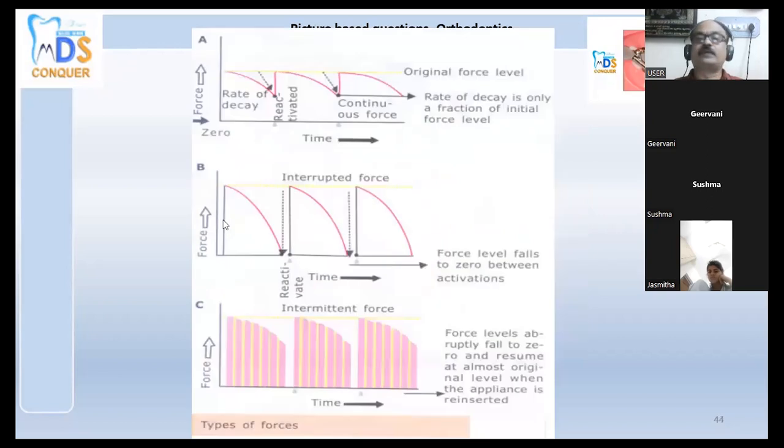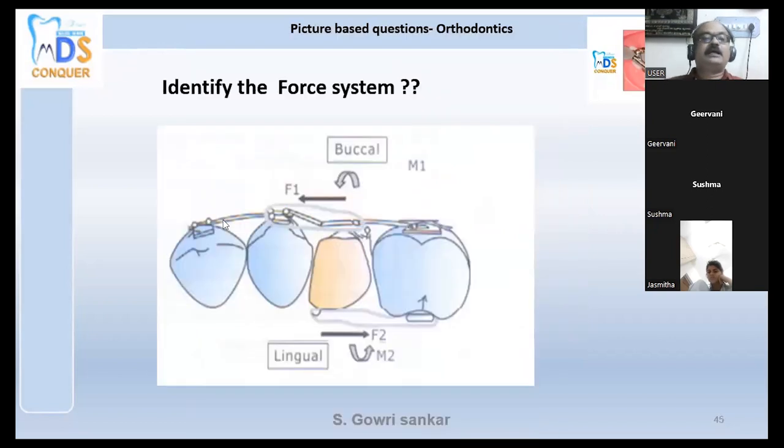This question also you can expect. What is the force system seen in this case? Yes, it is a couple of force.